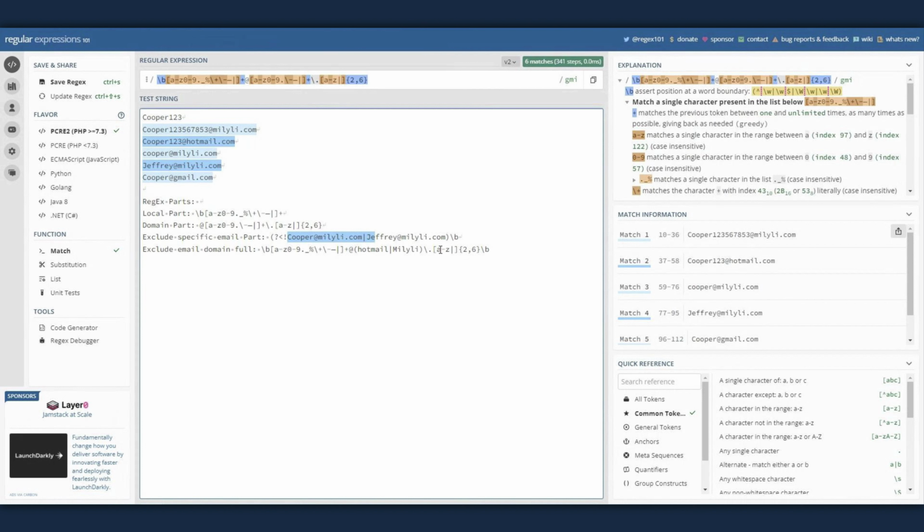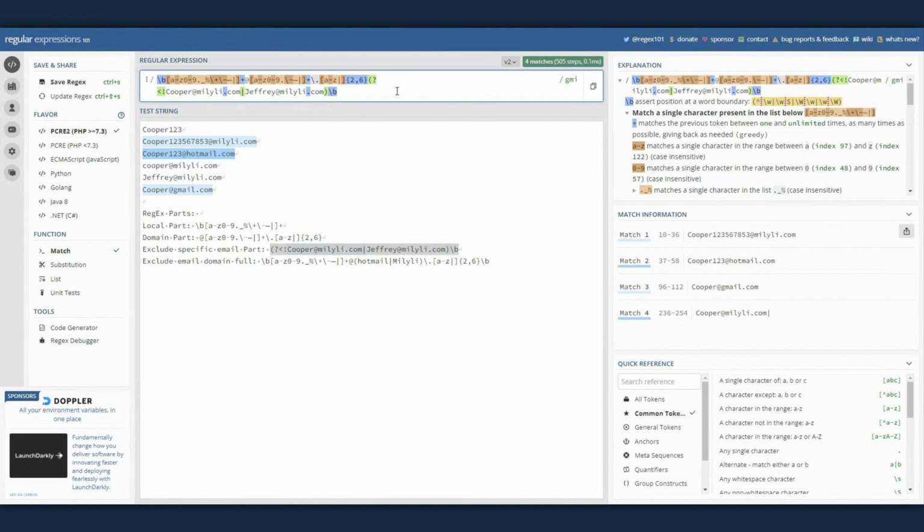Now to show you some other ways you can use this email regular expression. Firstly, we'll have excluding specific email addresses. For this particular example, I'm excluding Cooper@Milyli.com and Jeffrey@Milyli.com using a concept called a negative look behind.